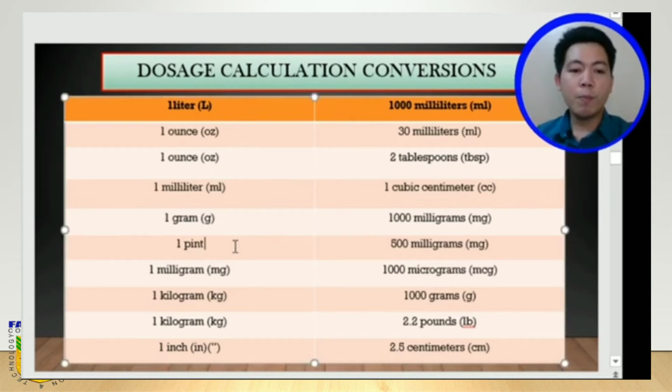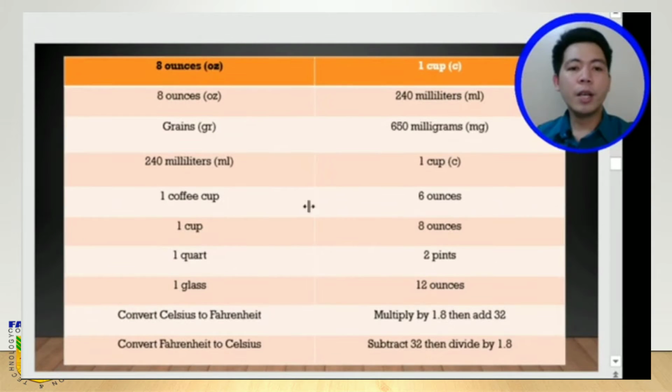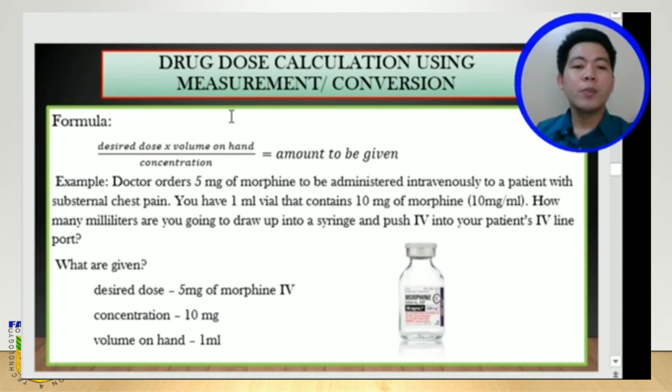For example, we have 1 pint, ayan, 1 pint, 500 milligrams pala yan. Pag sinabi natin 1 inch, yan ay 2.5 in terms of centimeters. Alright? And many more. Pag 1 cup, yan pala ay 8 ounces. And syempre, if you want to convert yung temperature naman, to convert Celsius to Fahrenheit, multiply 1.8, then add 32. So yun yung mga common conversions na ginagamit sa caregiving.